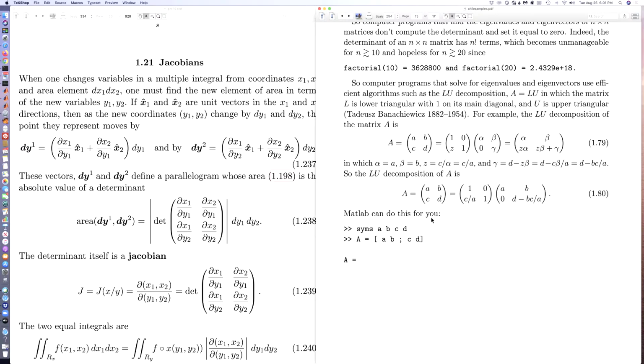So the LU decomposition of the matrix A looks like that, where this separates the two columns. MATLAB can do this for you. What you do first is to tell MATLAB that A, B, C, and D are going to be symbolic variables.